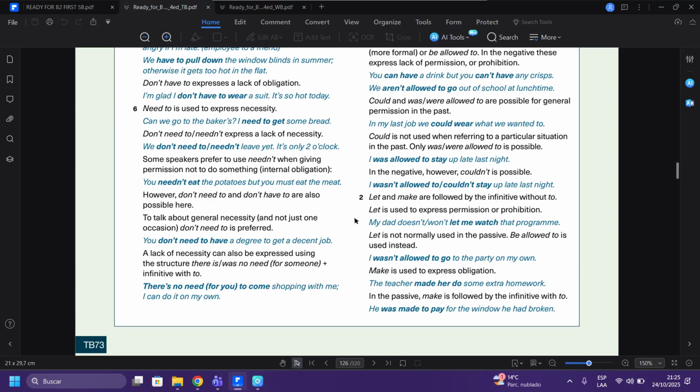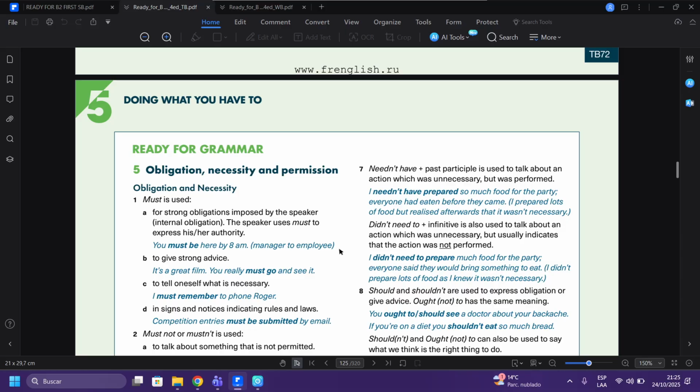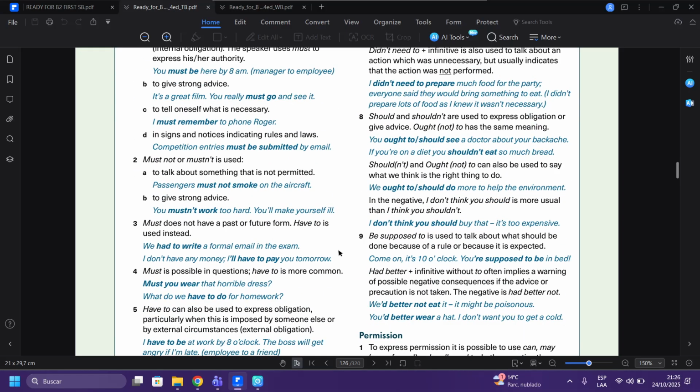Then we have make, which is just to express obligation as well. The teacher made her do some extra homework. And the last one, in the passive form, make is followed by the infinitive with to. He was made to pay for the window he had broken. And that's it about modal verbs of permission, necessity, and obligation.